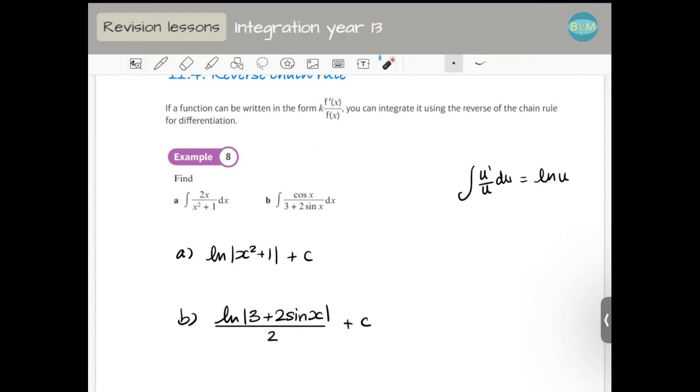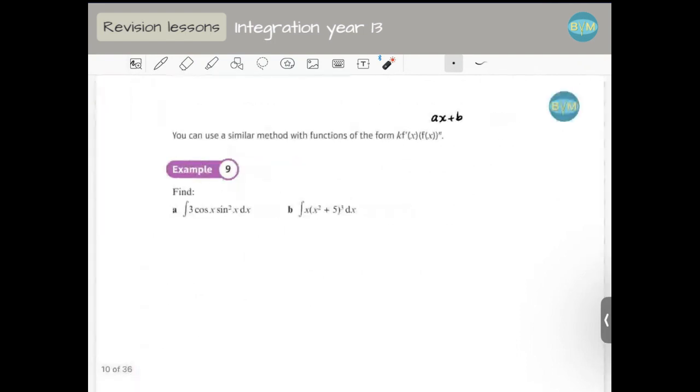So always try to, when you have an algebraic fraction, I think your first attempt should be check if the numerator is the derivative of the denominator. That's going to make your life easy. If that's the case, that's very easy.